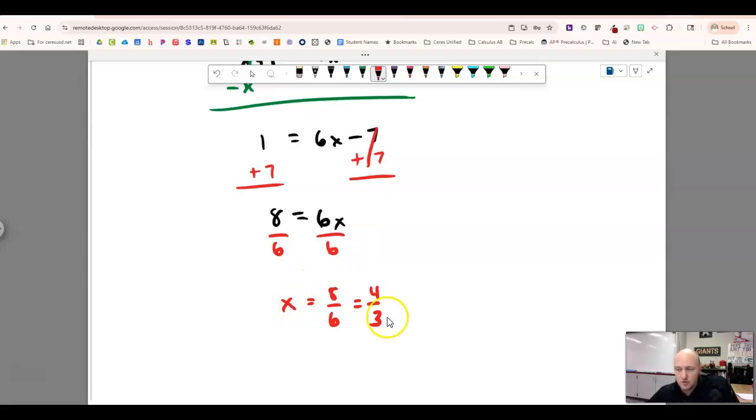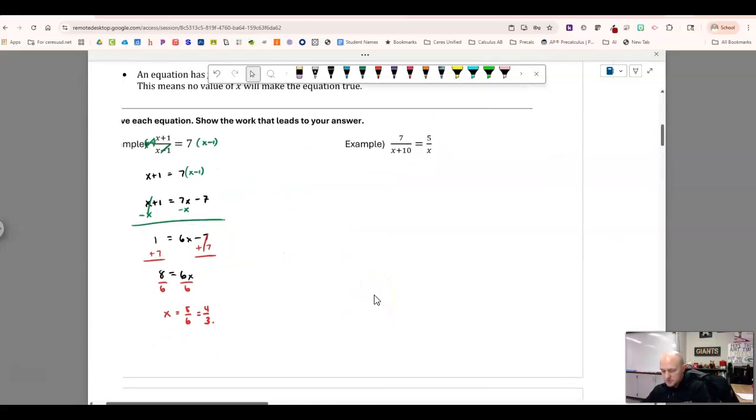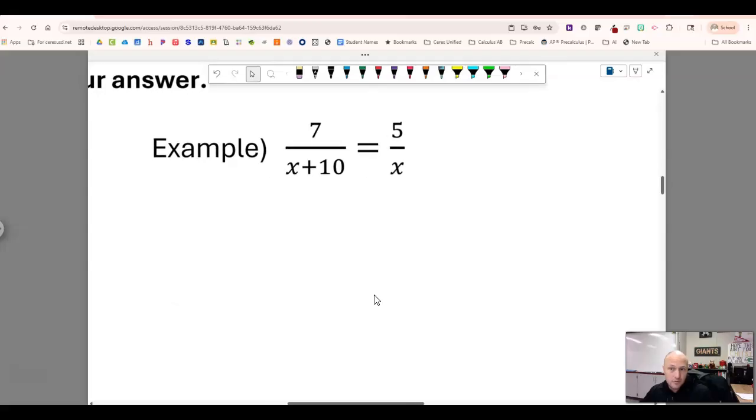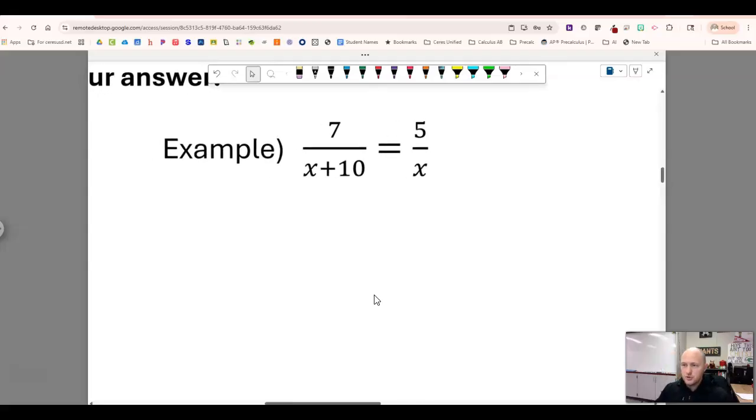It's just a simple variable equals answer, one solution. Okay, good, no problems. But we did have a little bit more algebra going on. Hopefully you picked up on that. Here's example number 2: 7 over x plus 10 equals 5 over x.